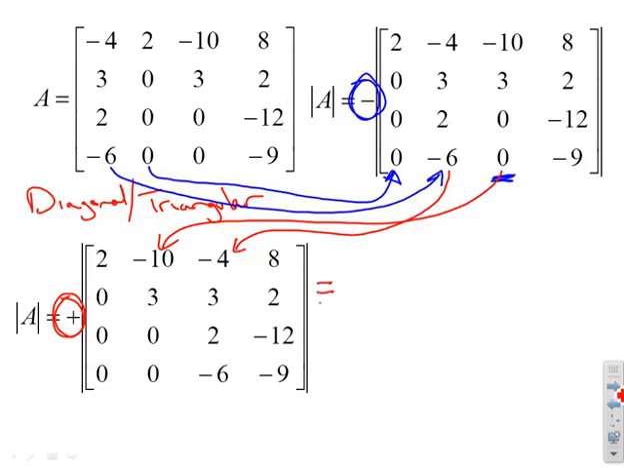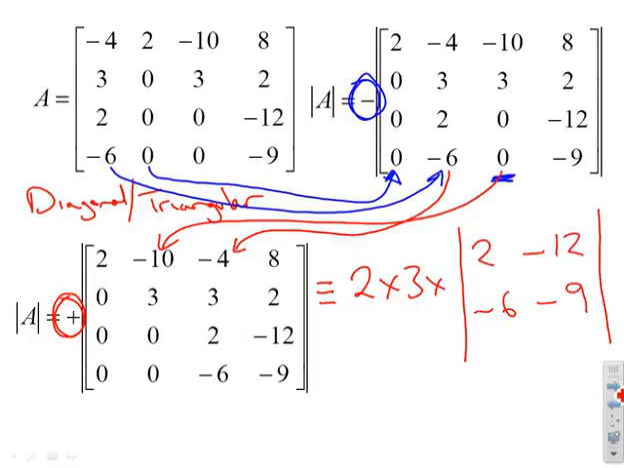It's equivalent to 2 times 3 times the determinant of 2 minus 12 minus 6 minus 9. So you'll see with a couple of simple column operations, just swapping columns, I've reduced a 4x4 determinant to a very simple computation.